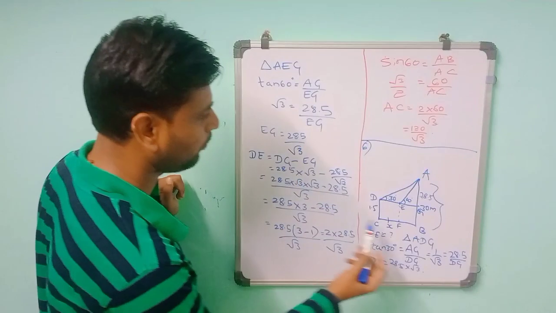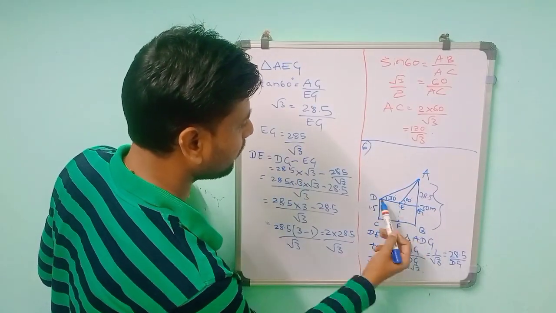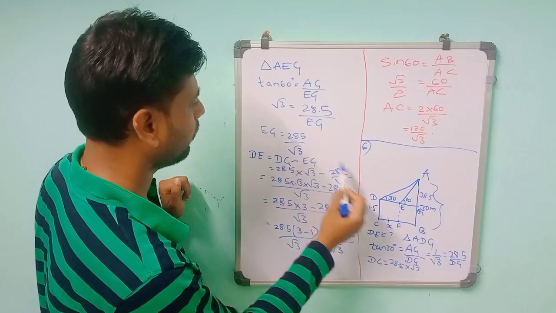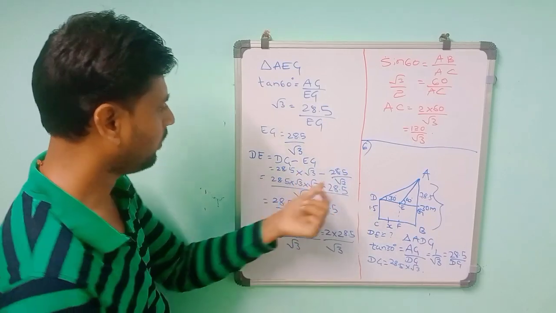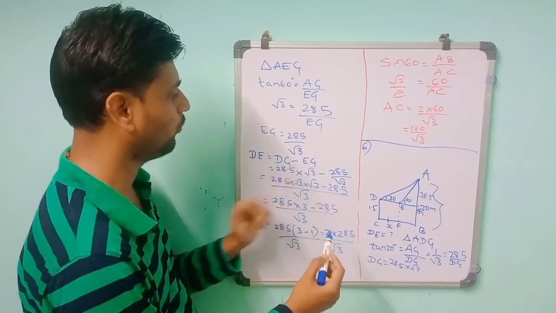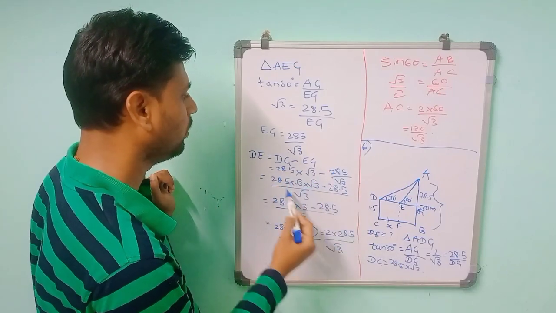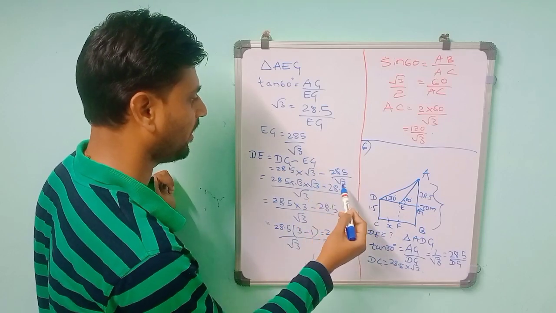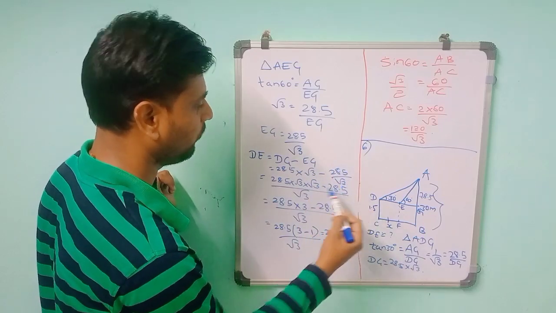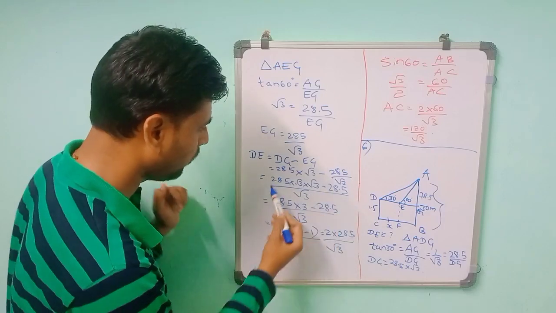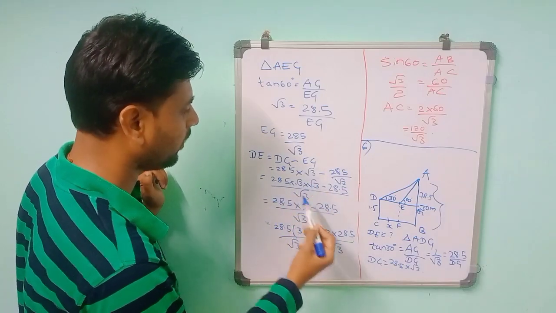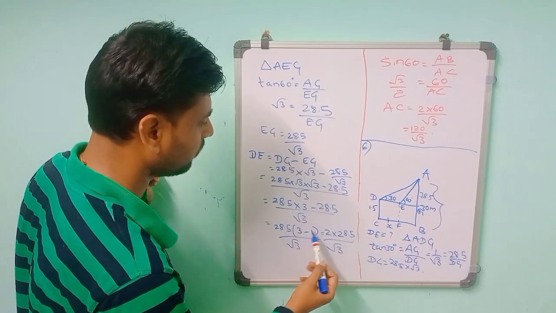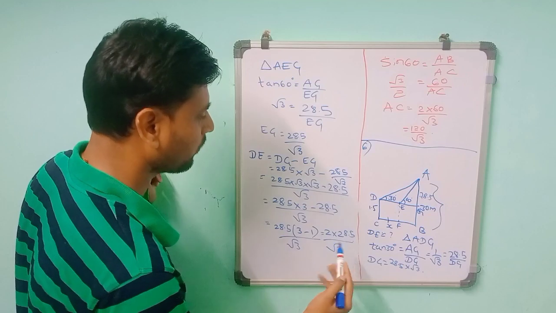So further step, d we have to find. So d is equal to DZ minus EZ. DZ we got 28.5 into root 3, then minus 28.5 divided by root 3. So here root 3 into root 3 will be 3, minus 28.5. So 28.5 I have taken common. 3 minus 1, so it is 2. 2 into 28.5 divided by root 3. This is the answer.